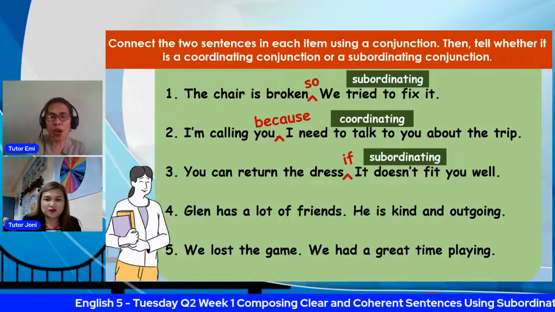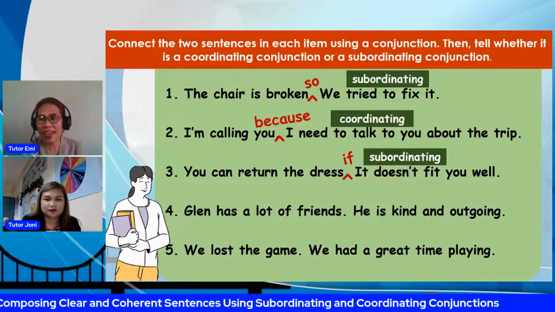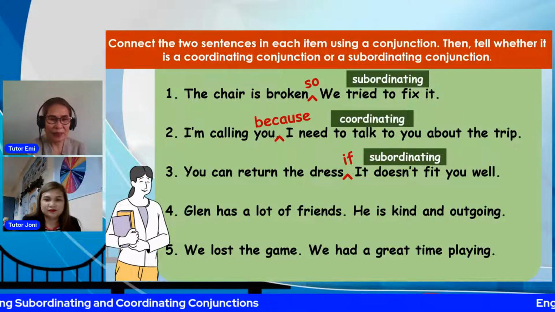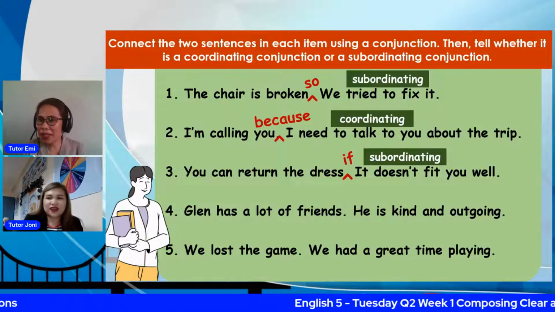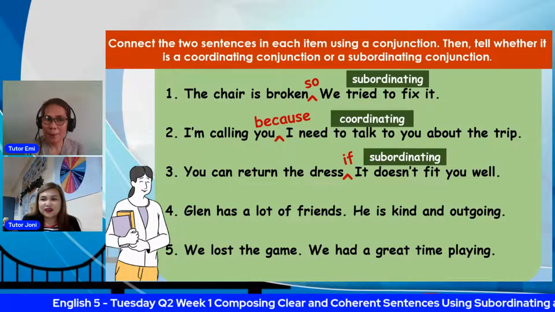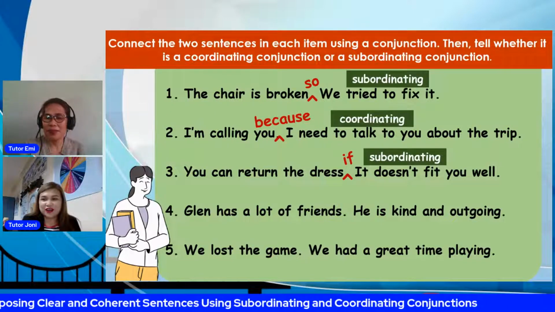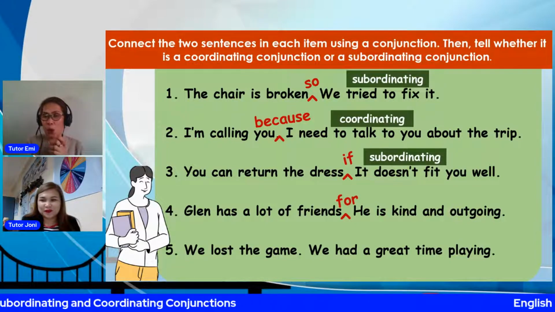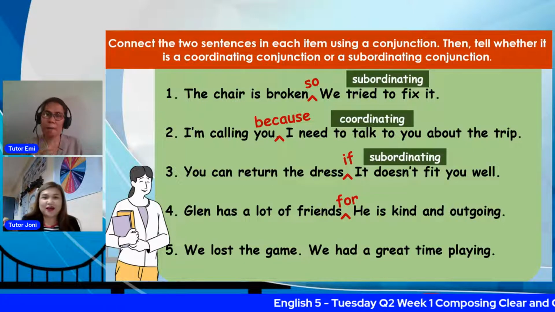Let's go to number four. This is just a review, okay? Glenn has a lot of friends. He is kind and outgoing. What do you think is the conjunction? Martin has answered because. Maria, Janiel, and Estala also answered because. They have answers already. Tutor Emmy, the correct answer is for. Now, for and because can be used in the same way.